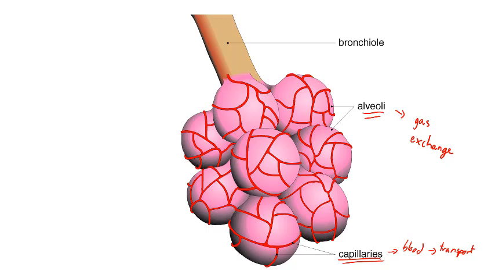So, just looking here, these are little alveoli. At the end of each bronchiole, it'll branch off into these little air sacs, which are called alveoli. This is where gas exchange takes place, which is basically where oxygen is exchanged for carbon dioxide. To facilitate that, we've got little capillaries, which contain blood, which is going to be used to transport the gases around the body. So later on, what we're going to look at is how the alveoli are adapted for gas exchange.